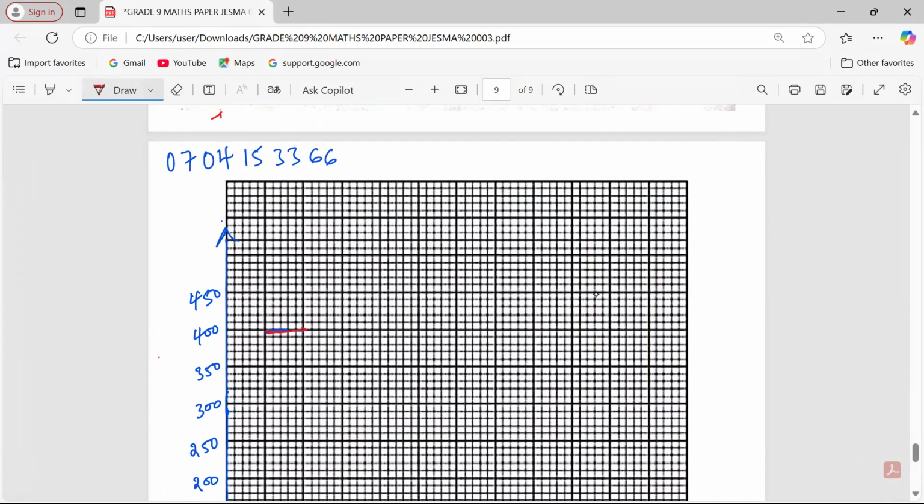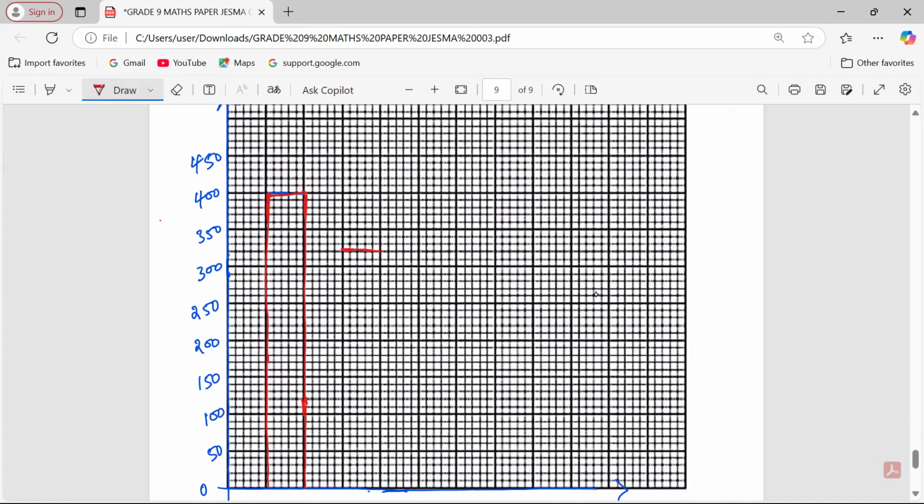We need to draw this graph in a decent manner. So the first bar will be here. Remember, the bars are supposed to be having equal width, and the bars are supposed to be equally spaced. So that is the first bar. Then the second bar is going to represent 320 tons of wheat. So from 300, we just go up there by 2 small squares. So that will represent 320.